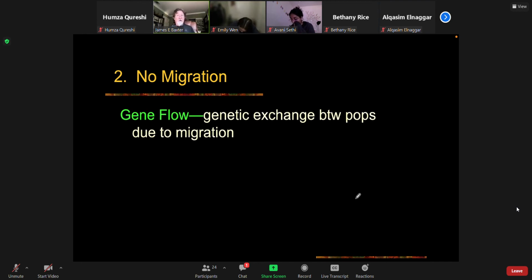Now, use these two words very carefully, okay? Because gene flow and migration are not the same thing. They don't mean the same thing. Gene flow is due to migration. Migration is the movement of individuals from one population to another. But gene flow is a change in the genetic structure of a population due to genes being brought in from migration. Okay, so they're closely related, but keep the terms separate.